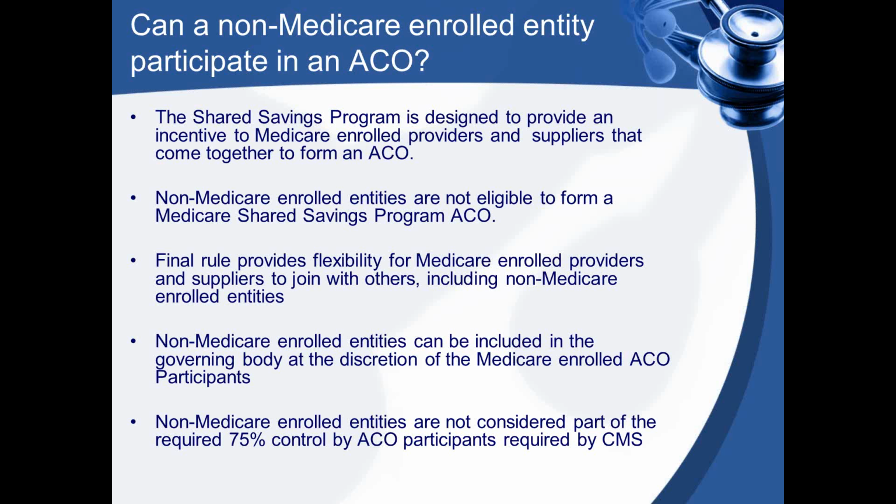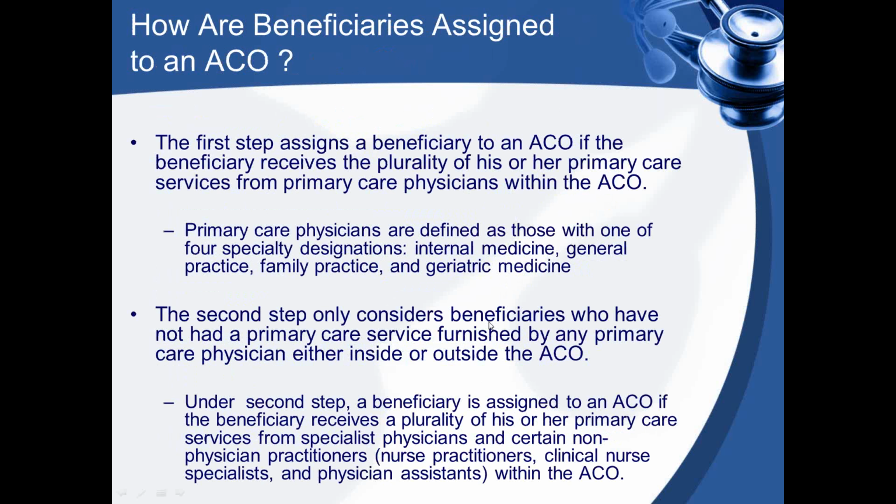We could include them on the governing body, but that's only at the discretion of the Medicare enrolled ACO participants. If they are included on the governing body, they do not count as part of the 75% controlled by ACO participants that is required by CMS. So non-enrolled entities that are on the governing board do not count towards our 75%. Again, this is all outlined very well in the Federal Register and on the Medicare site.